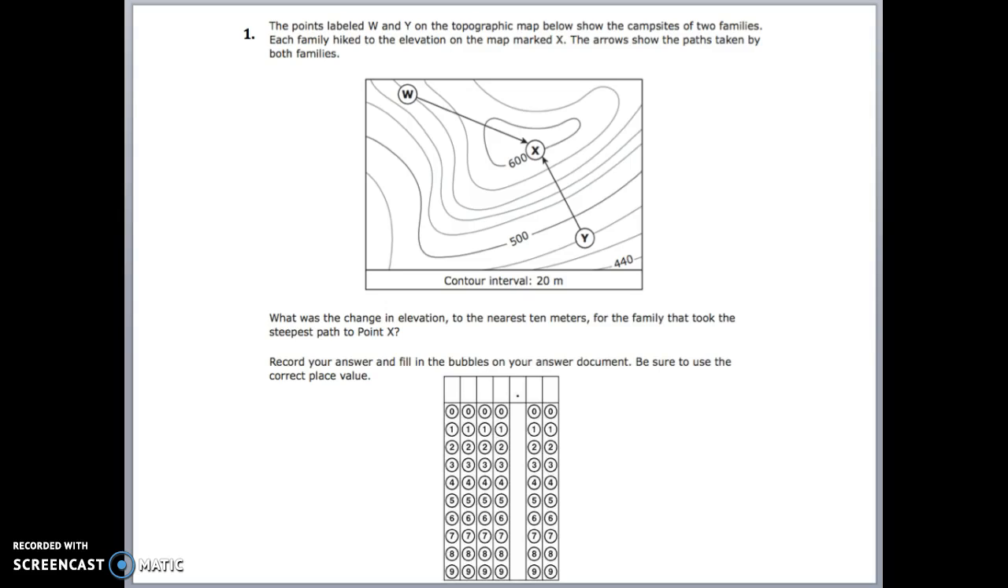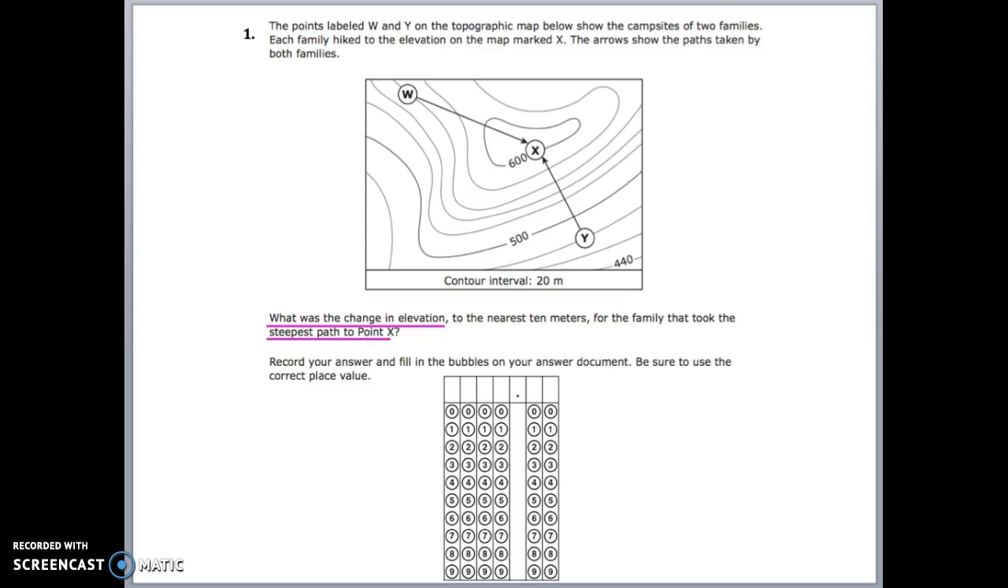So here we are, an example, and this is the one I'm going to do with you, and I'll help you set up 2, 3, and 4. So on this one, the points labeled W and Y on the topographic map below show the campsites of 2 families. Each family hiked to the elevation on the map marked X. And the arrow shows the path taken by both families. What was the change in elevation to the nearest 10 meters for the family that took the steepest path to point X? And it wants you to record your answer and fill in the bubbles on your answer document. Be sure to use the correct place value. We've still got to get practice on these gridables, guys. You've got to put it in the right spot.